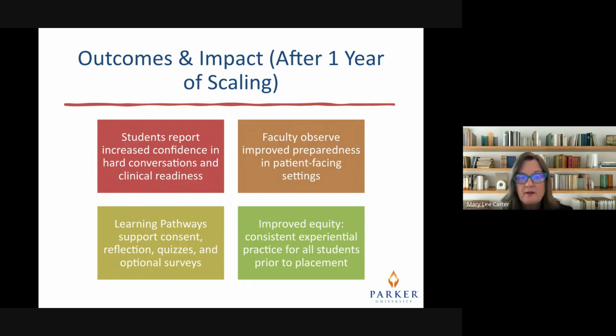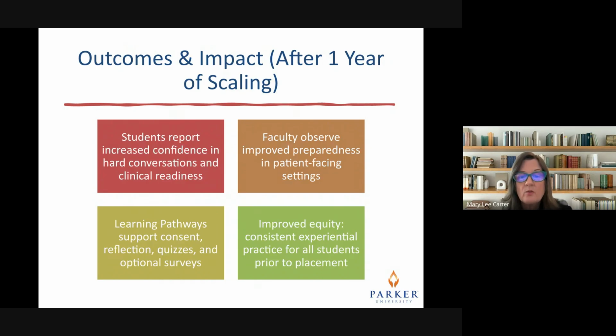They reported that they felt more confident in having these conversations and being ready to go into the clinic. Our faculty in the clinic said they felt like they were more prepared and they just felt more comfortable in those patient settings. We were able to use the learning pathways to support the consent, the reflection, to give them optional surveys and quizzes. And it was just an improved way of giving equity to our students, so they were all able to enroll in that and experience that, whether they had access to hardware at home.